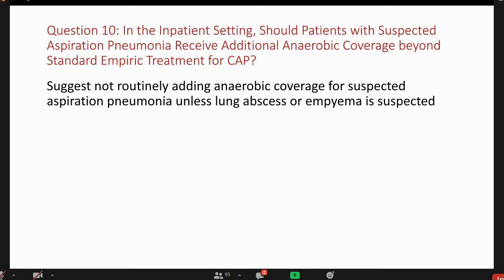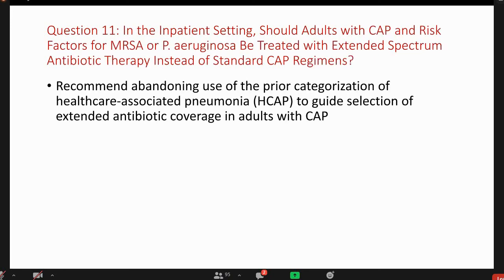Yes, then you can add the anaerobic coverage. Should adults with CAP and risk factors of MRSA or Pseudomonas aeruginosa be treated with extended spectrum antibiotic therapy instead of standard? So we recommend abandoning use of prior categorization of healthcare. This I have already discussed. The HCAP term is abandoned mostly to guide selection of extended antibiotic therapy.